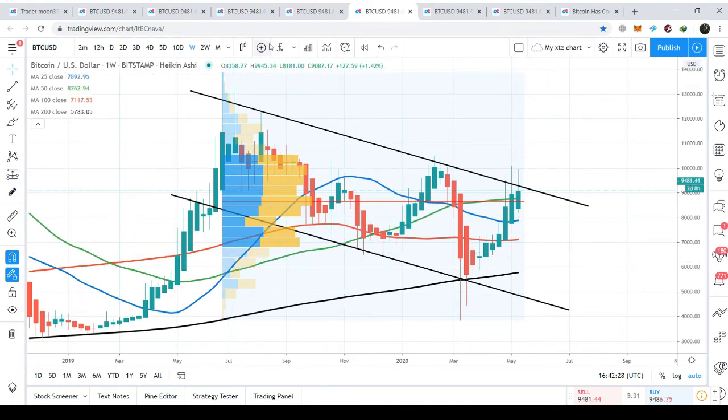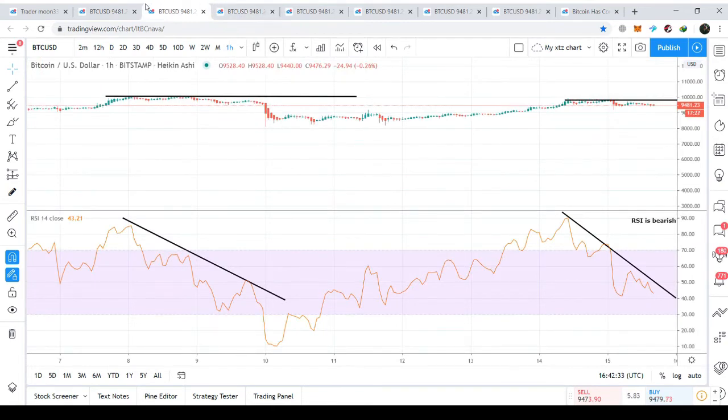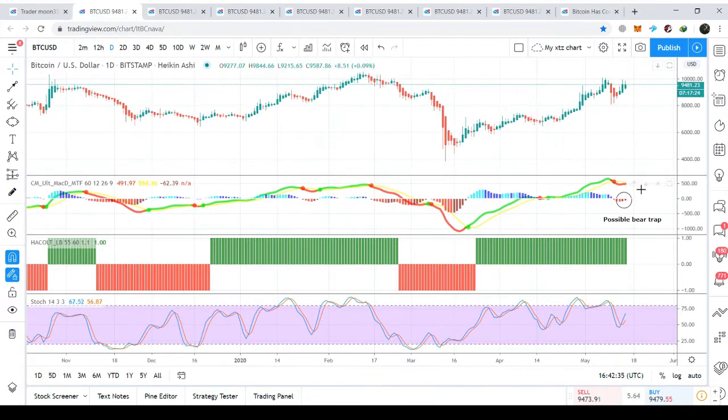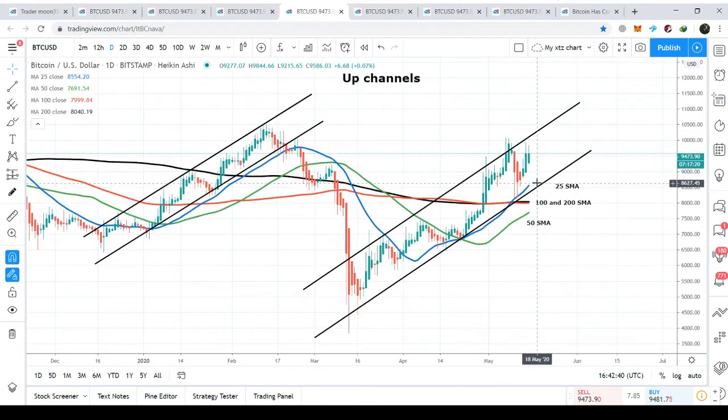But at this time, first we can expect, if the price action drops and it is a true bear trap that appeared here, then the price action may retest the $8,500 support of this channel.